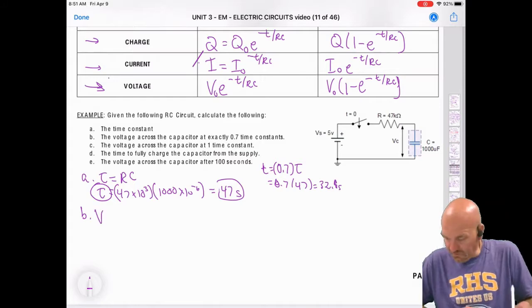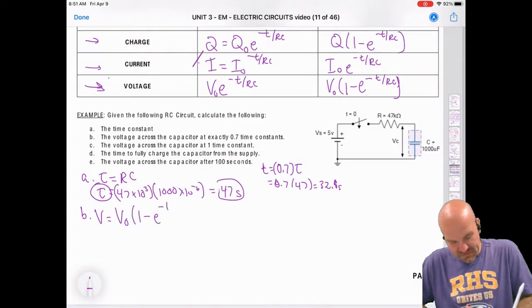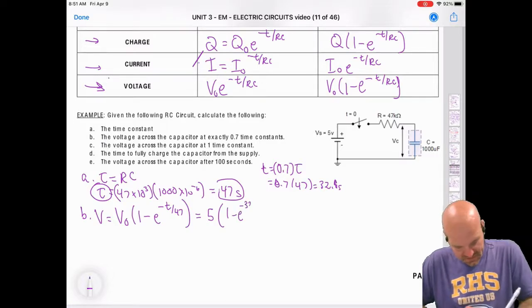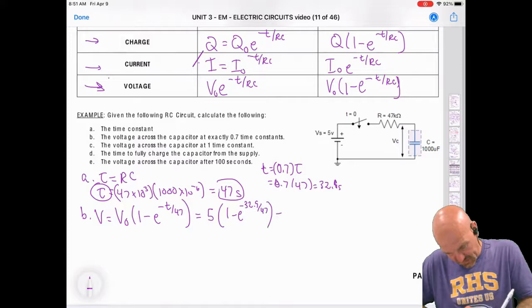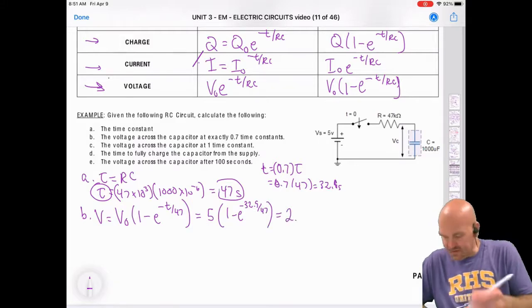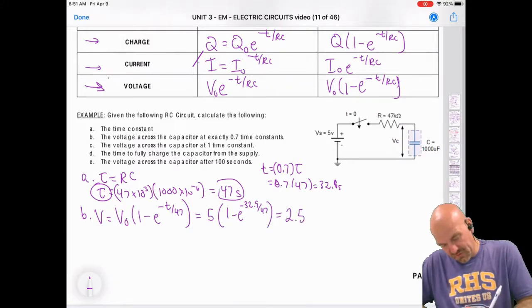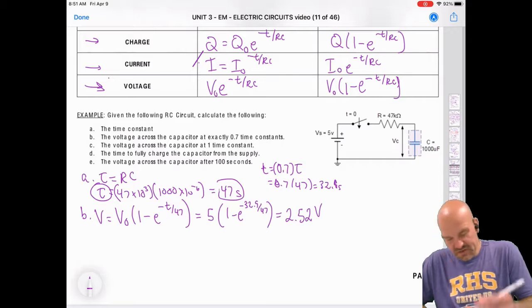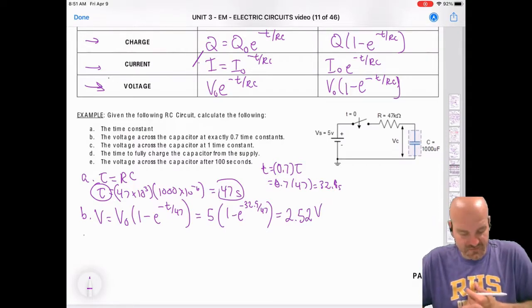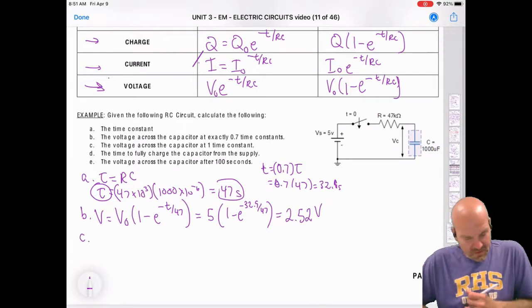And we're looking for the voltage. So we're going to do V equals V0 times 1 minus e to the negative t over 47. And so our initial voltage is 5. 1 minus e to the negative 32.9 divided by 47. And so that tells us after 32.9 seconds, it's going to have a voltage of 2.52. Part C, the voltage across the capacitor at 1 time constant.